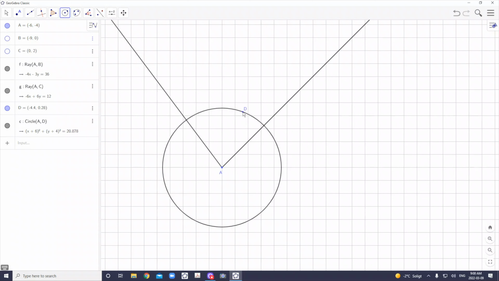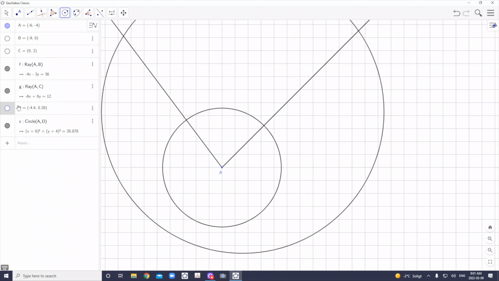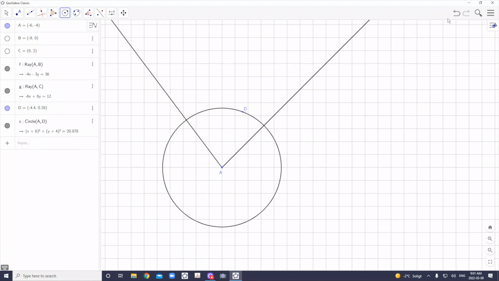Okay, let me get rid of this D. I don't know why this works like that. Do you know why when I delete D, it makes this crazy thing? For some reason, you have the circle tool selected. Okay, that's easier.